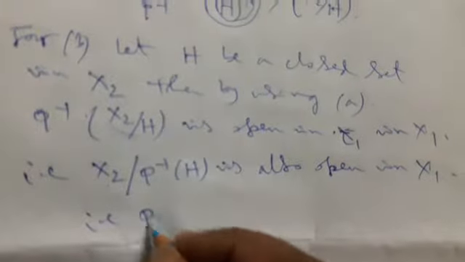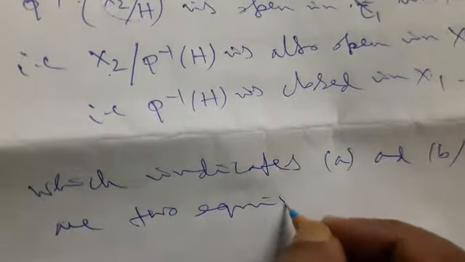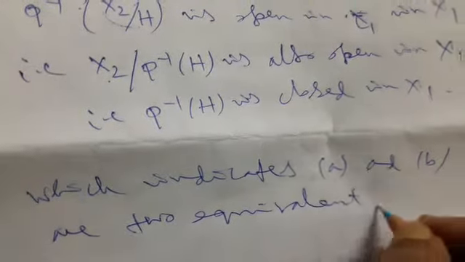And since X2 minus phi inverse of H is open, phi inverse of H is closed in X1. So we find here phi inverse of H. Finally we get the result, which indicates A and B are two equivalent statements.